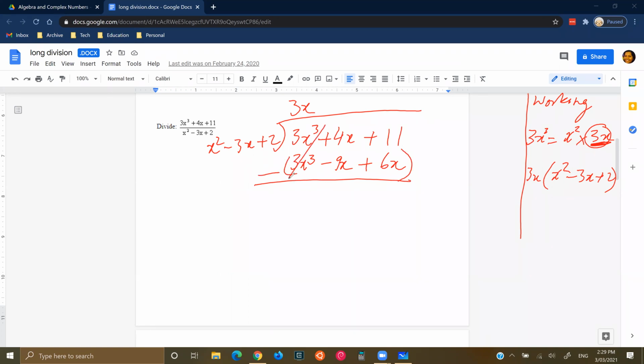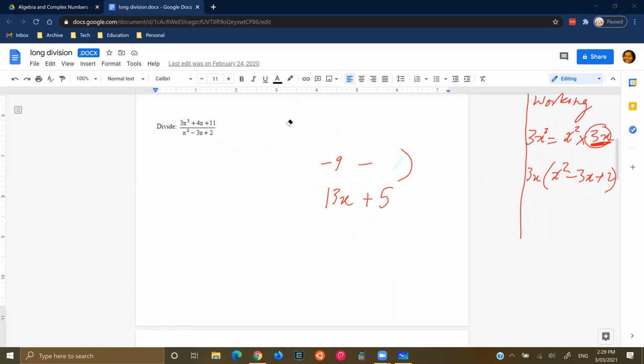I'm left with 4x minus 9x, so that's going to be 13x. 11 take away 6x will be 5. Ooh, sorry, there's a little bit of an x squared issue here. Okay, sorry, I'm going to have to redo this question. One moment, I did not write it properly. All right, sorry, we'll start again.